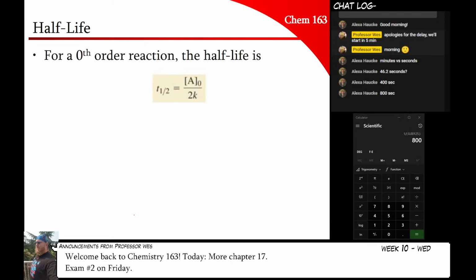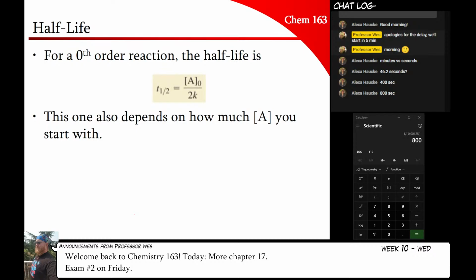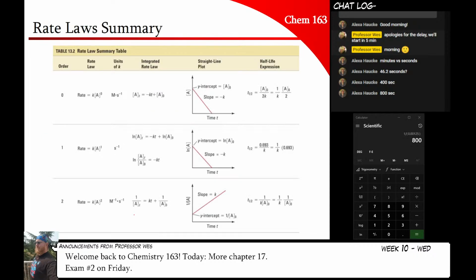All right, cool. I think we've done half-life enough. So zero order, same thing. Here's our summary table. What information do I give you on the exam? So I'm going to highlight all the things that I give you. So I give you these equations, but I don't tell you what order they are. So you need to know which one is which order.